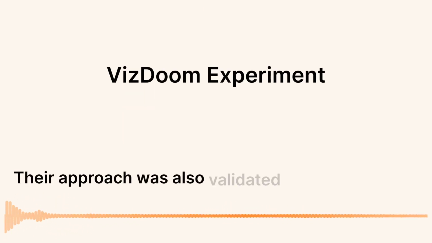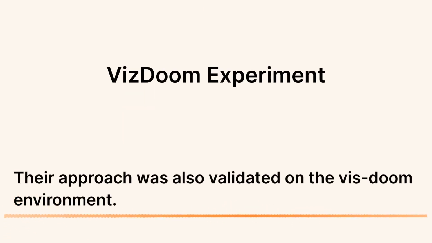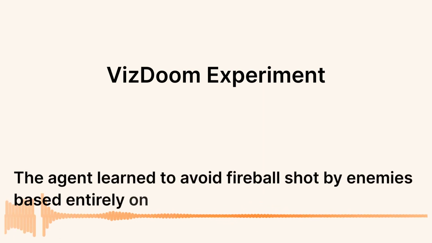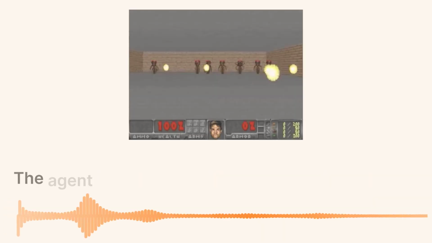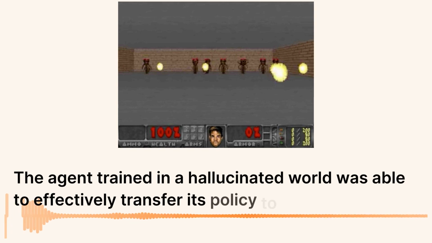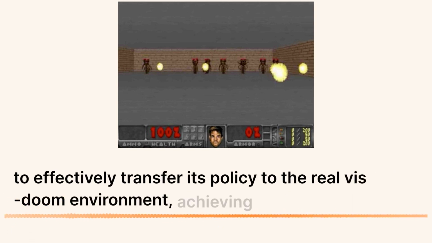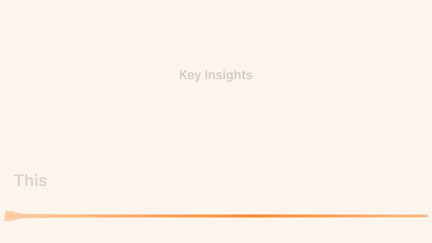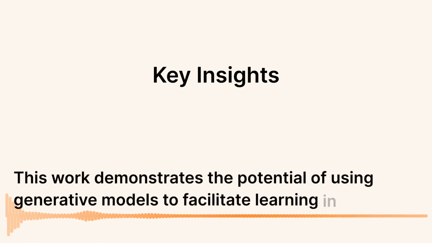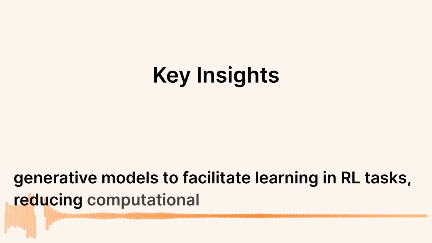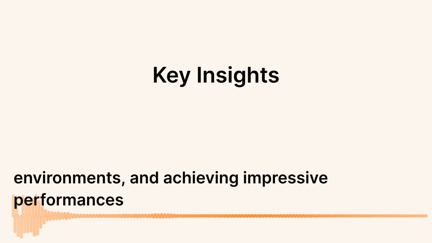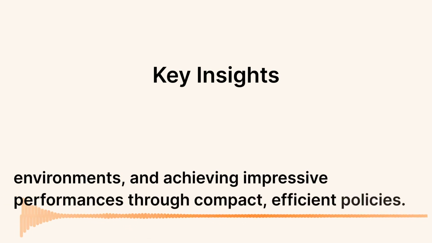Their approach was also validated on the VizDoom environment. The agent learned to avoid fireballs shot by enemies based entirely on its hallucinated environment. The agent trained in a hallucinated world was able to effectively transfer its policy to the real VizDoom environment, achieving high scores. This work demonstrates the potential of using generative models to facilitate learning in RL tasks, reducing computational demands on actual environments, and achieving impressive performances through compact, efficient policies.